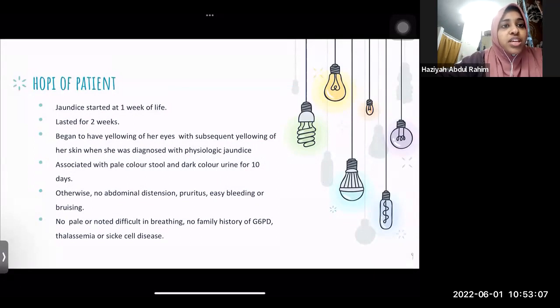So in my patient, she presented with jaundice starting from 1 week of life, lasting about 2 weeks, beginning with yellowing of her eyes and subsequent yellowing of her skin. She was initially diagnosed with physiological jaundice, associated with pale color stool and dark color urine for 10 days duration. Otherwise, there is no abdominal distension, no pruritus, no easy bleeding or bruising, no pallor, and no difficulty in breathing. There is no family history of G6PD, thalassemia, or sickle cell disease. Next.